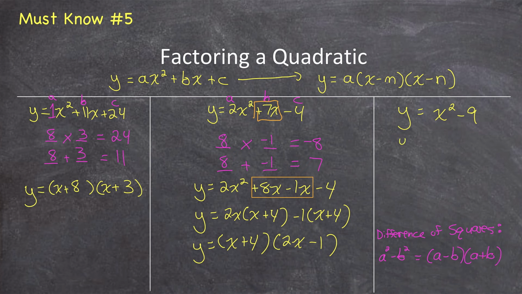To help you see that this is a difference of squares, I'm going to rewrite the 9 as a 3 squared. So based on the difference of squares rule, I know this would factor to x minus 3 times x plus 3. There you go. Now you know how to factor quadratics.